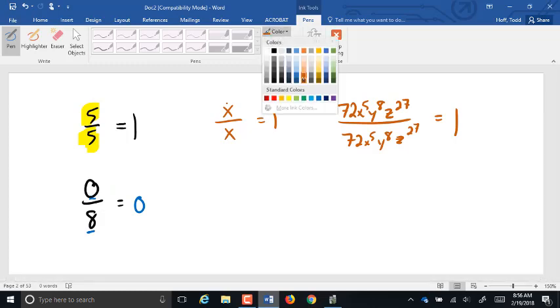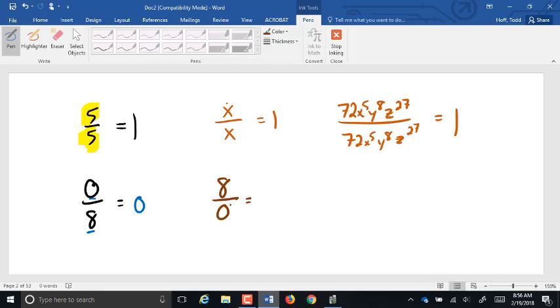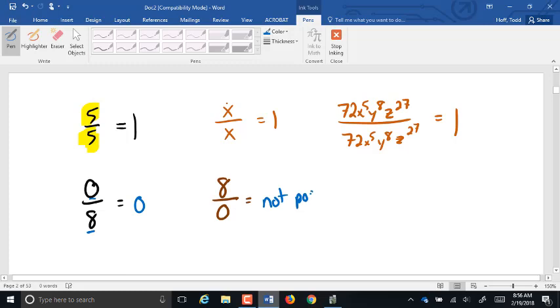The trickier one is this one, 8 over 0. The 0 is saying it takes no pieces to make a whole object. Well, how can you make a whole object out of no pieces? Well, the answer is you can't. This is not possible, or often referred to as undefined.